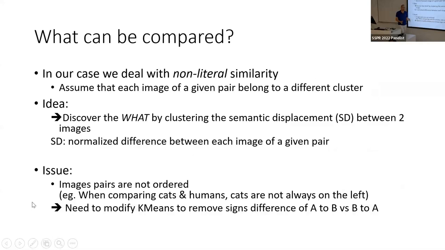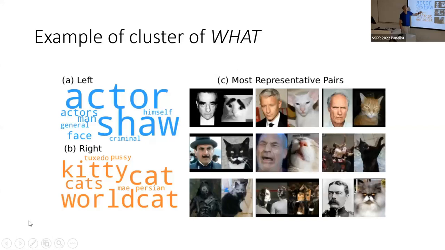We are interested in two aspects of those respects. First, what can be compared together? And the second one is why two things are compared. The first thing to know is that in our case, we are dealing with non-literal similarity. So what is compared to what? For example, a human and a cat can be compared. To discover these whats, we proposed to slightly modify the k-means algorithm to cluster the semantic displacement from cat to human. What is the displacement you have to make in the semantic space? By doing so, we are able to find some whats. For example, there is a cluster where we are able to say cats are compared to humans.